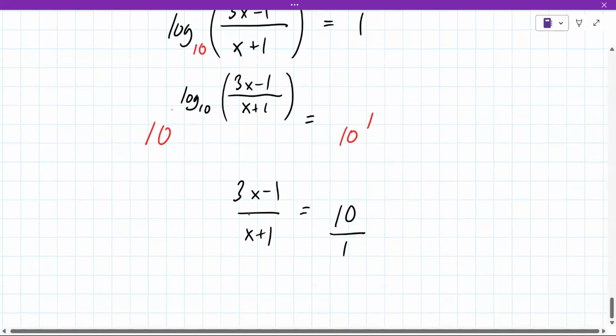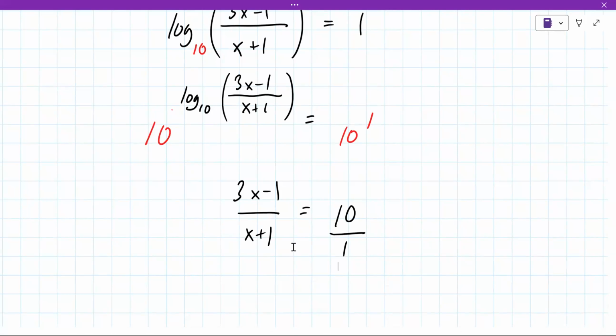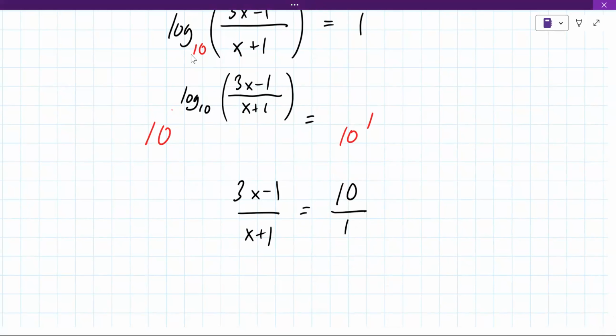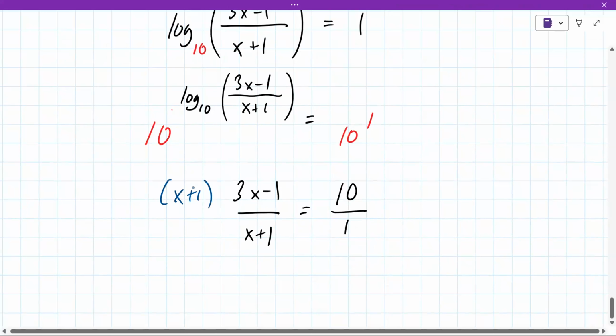A couple of ways here. You can divide by 1 on the 10 and then cross multiply, or you can clear out the fraction. Does anything sound good here? Would you diagonally multiply, or just multiply by the x plus 1? I usually multiply by x plus 1. Okay, let's do that. It's just cross multiplying at the end of the day. So those cancel.